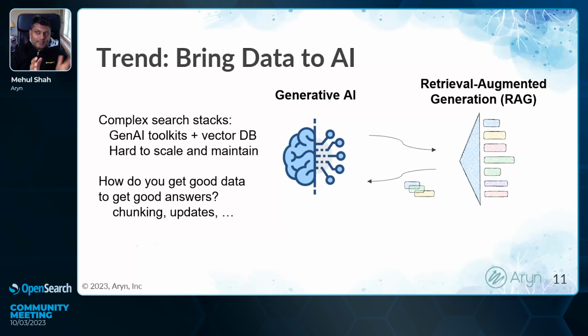Now, they're in their infancy, and they're hard to scale to production. The other problem is that figuring out what to put into these search stacks, actually cleaning the data and chunking it well so that you can present the right data to the generative AI system, is in itself a hard problem. And today, you're basically left on your own to solve this problem by yourself.